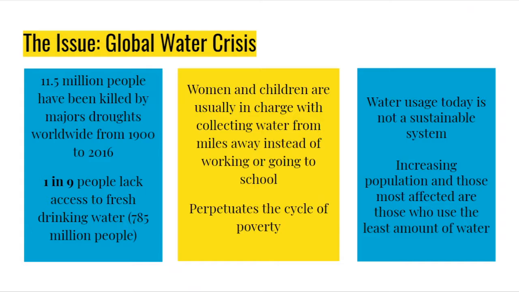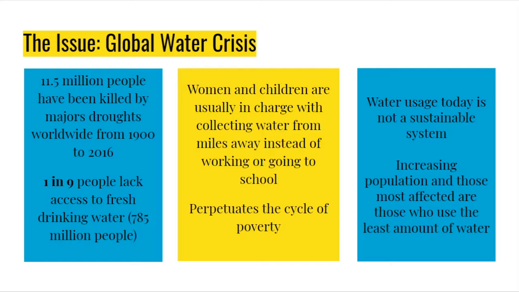The issue we are tackling is the global water crisis. Since 1900 to 2016, 11.5 million people have been killed by major droughts worldwide. And today, 1 in 9 people lack access to fresh drinking water. That's around 785 million people.